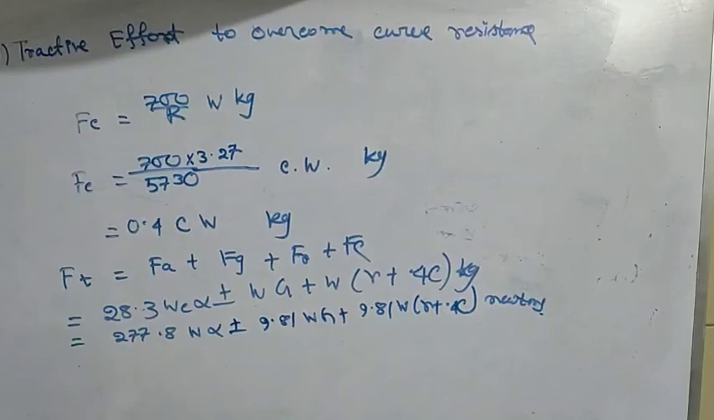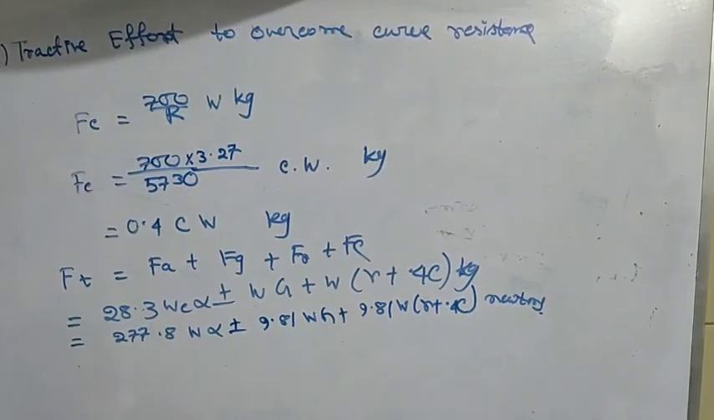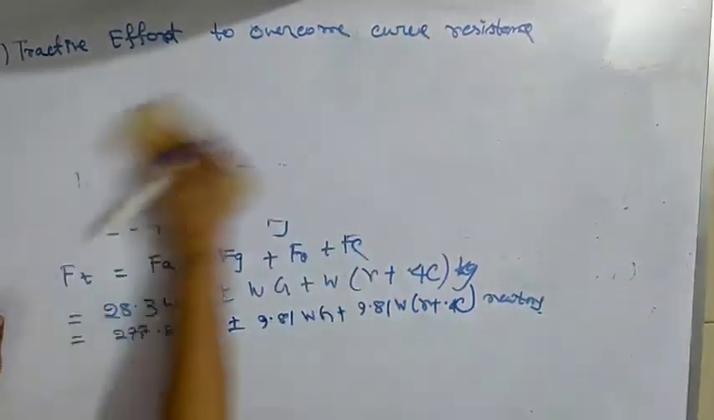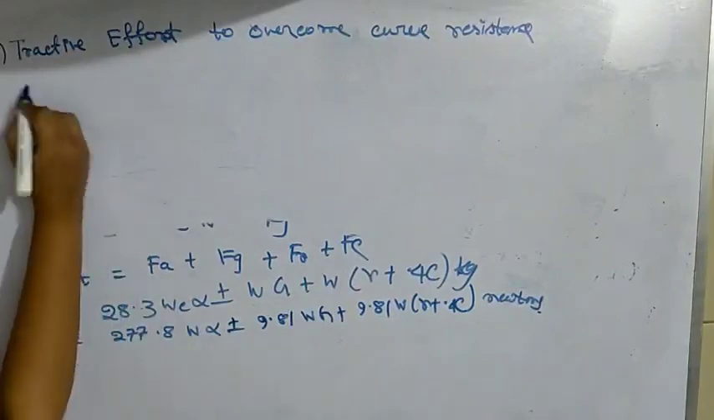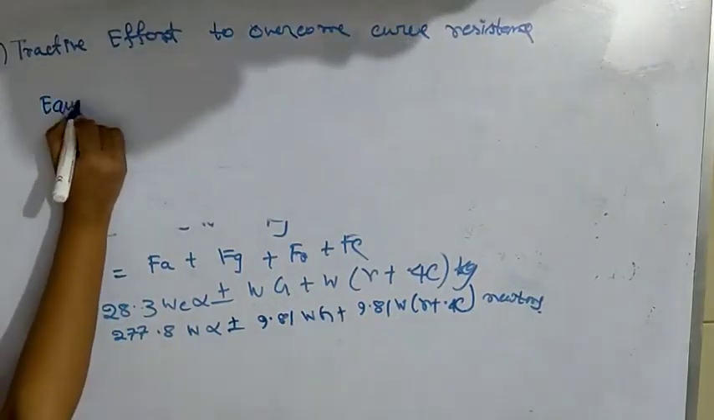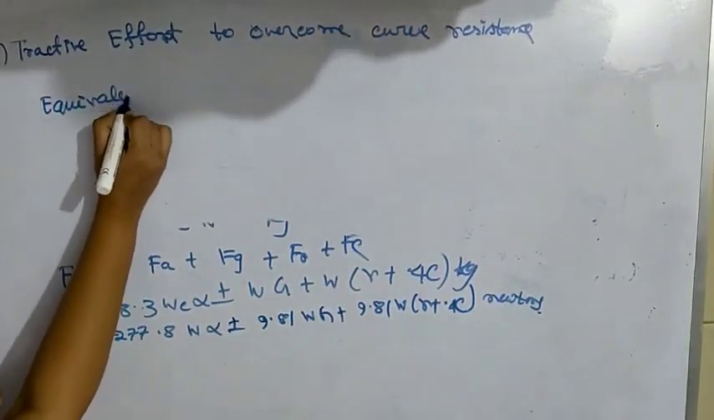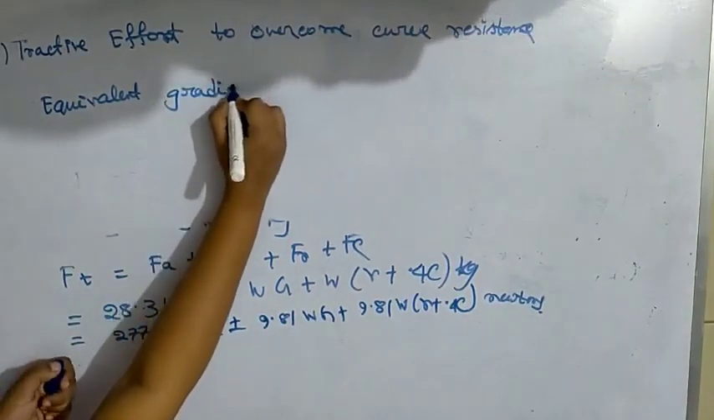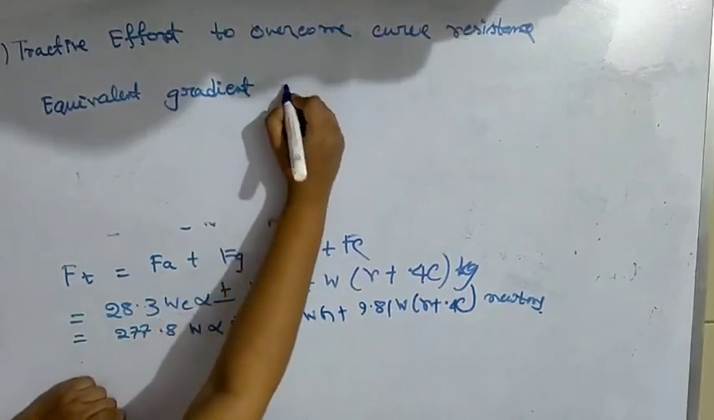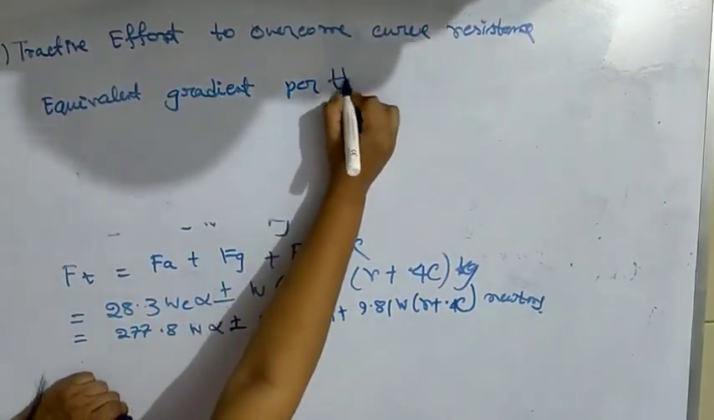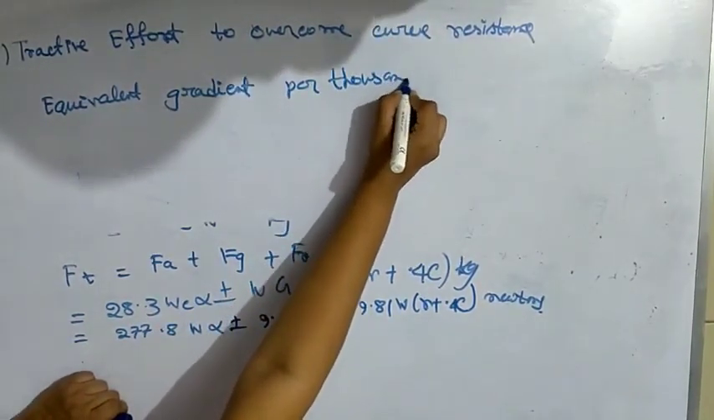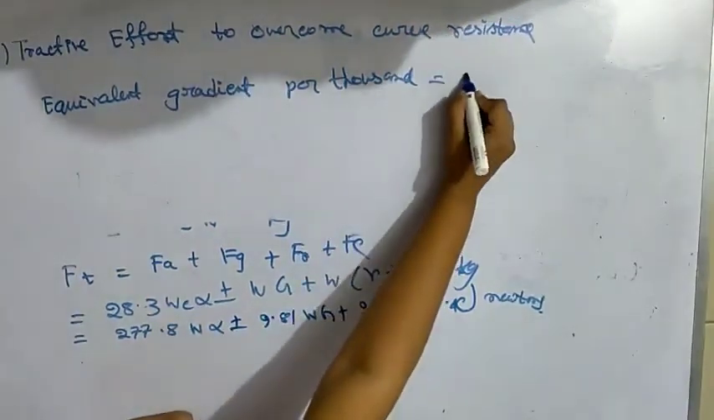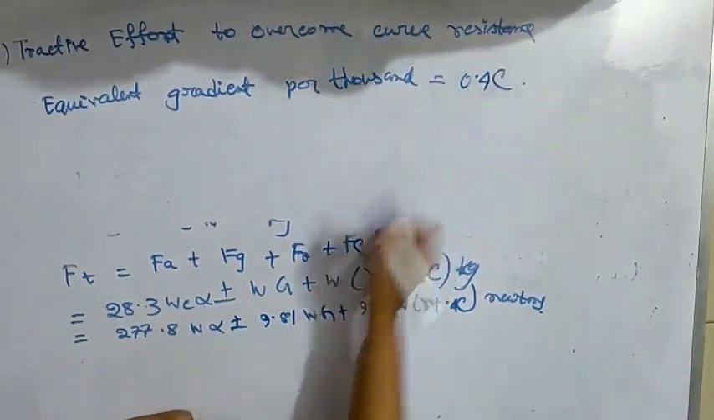Sometimes in traction mechanics, it is convenient to express curve resistance as an equivalent gradient resistance, and the equivalent gradient per thousand is equal to 0.4 C.